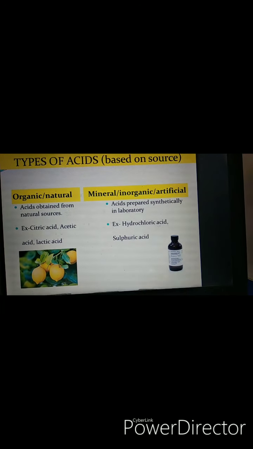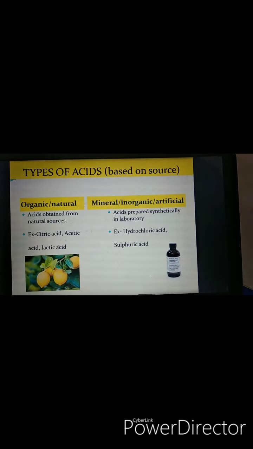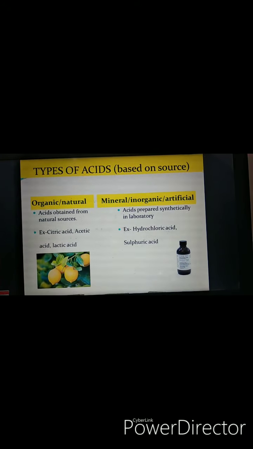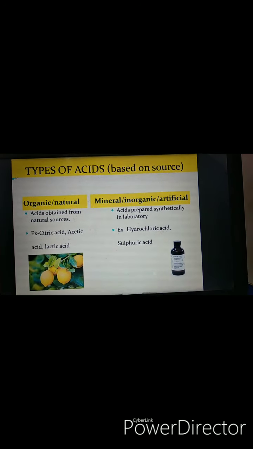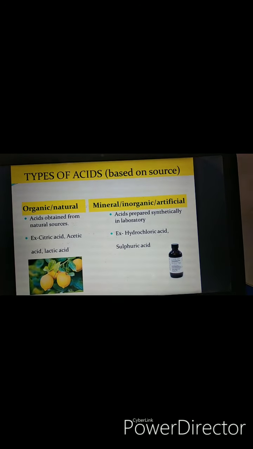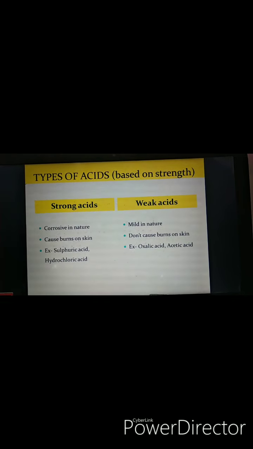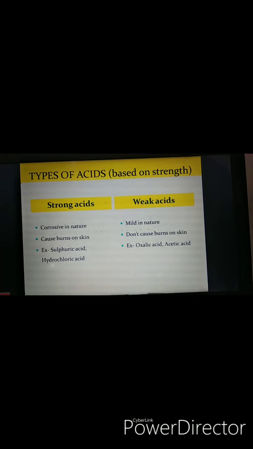And what are mineral, inorganic or artificial acids? They are acids synthetically produced in the laboratory, and they are very dangerous also, students, like hydrochloric acid, sulfuric acid, nitric acid. So these are the types of acids based on source. One more type is also there, students, that is based on strength.